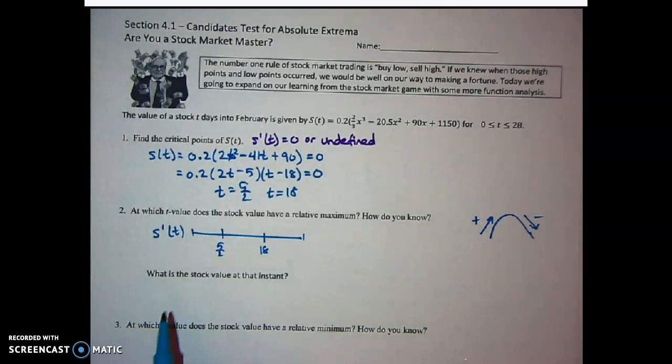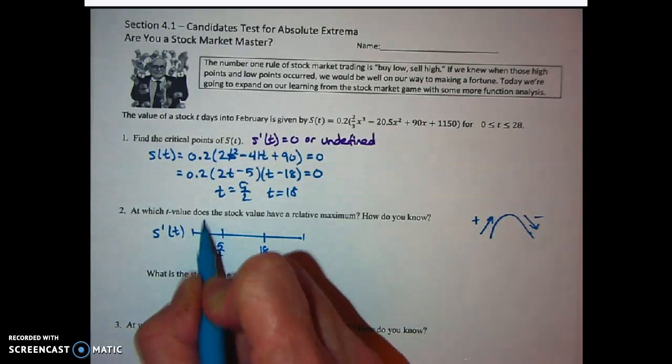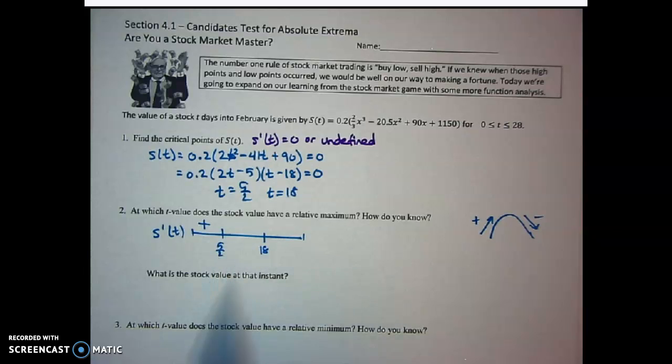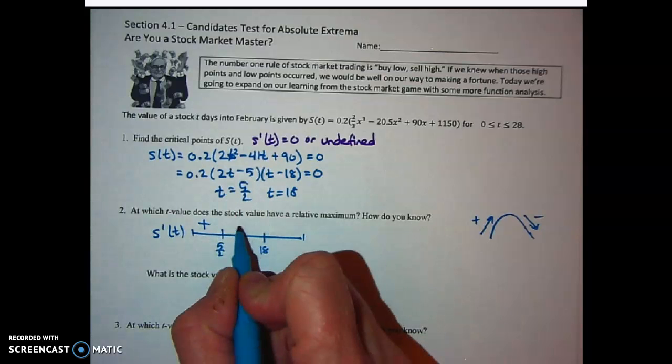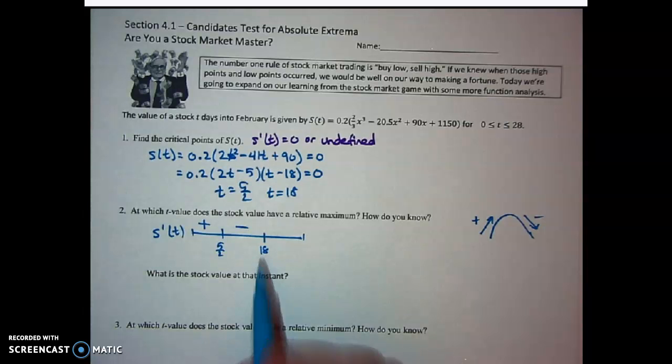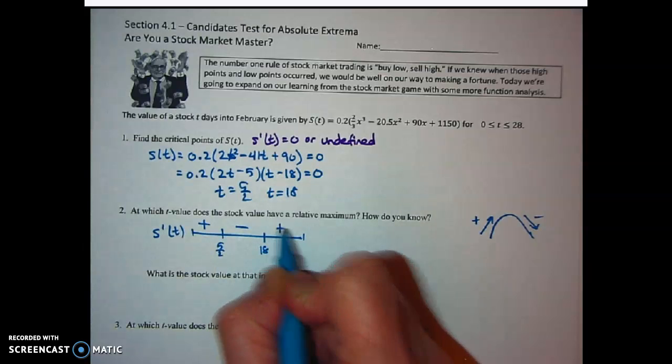And then we're going to determine on each side of those critical values, remember those critical values are where the first derivative is equal to 0, so there's a horizontal tangent. So let's pick a nice easy value to plug in that's less than 5 halves. If we plug in 0, we're going to get a negative times a negative, which is a positive. Let's plug in a number between 5 halves and 18, so let's plug in 10. We're going to get a positive and a negative, so we're going to have a negative. And something bigger than 18, 20, we're going to get a positive and a positive, so it's going to be positive.